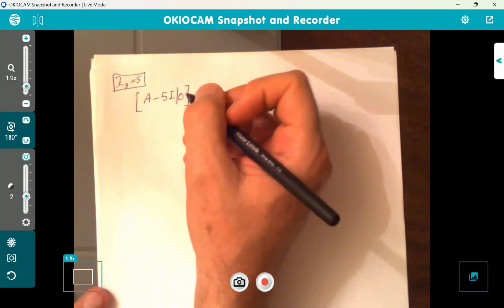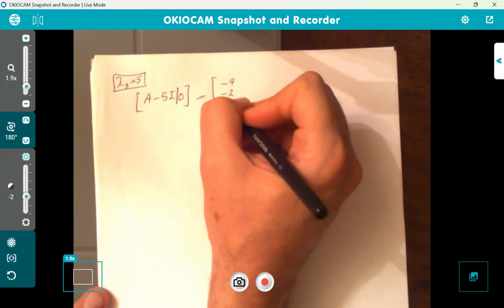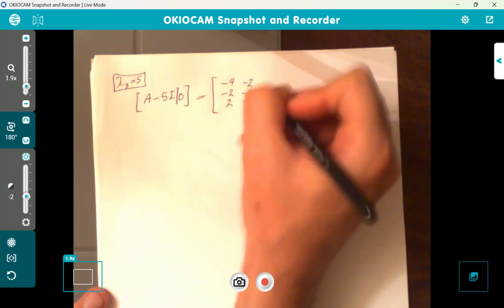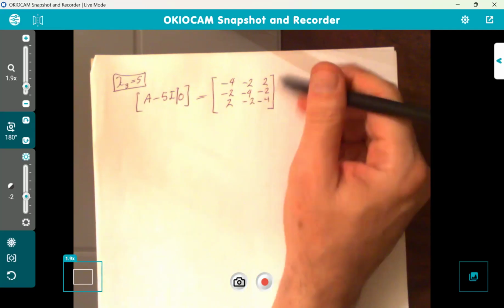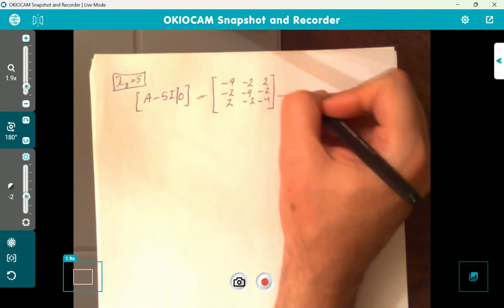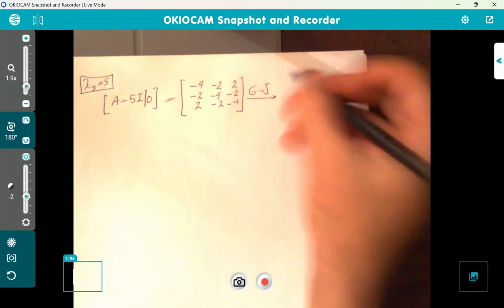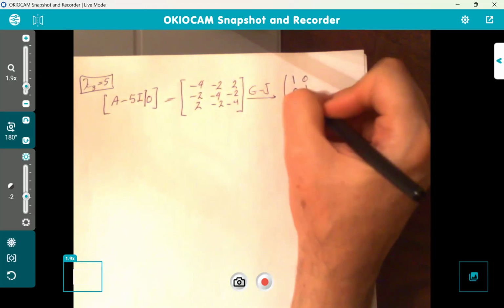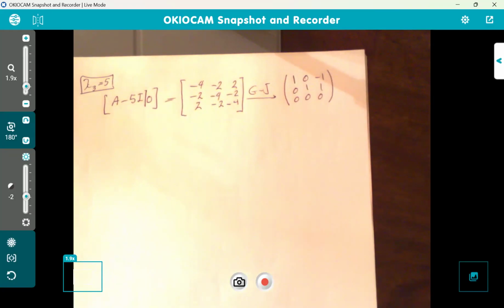The A minus 5I ends up being negative 4, negative 2, and 2. The second column, negative 2, negative 4, negative 2, 2, negative 2, negative 4. And of course, you have this column of zeros. I'm just writing A minus 5I. Do Gauss-Jordan on this one. When you do Gauss-Jordan, what we're going to get is, I did symbolab again, folks. That's how I'm getting these quickly and easier. Negative 1, 1, 0. That's what it looks like.